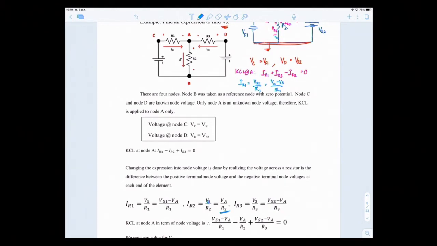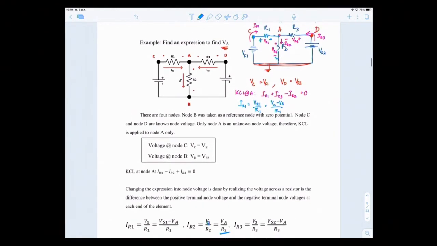What about IR3? IR3 is the V drop across R3 divided by R3. The V drop across R3 is the potential difference between this point, positive here, VD, minus VA. And VD is VS2, so this is VD minus VA.